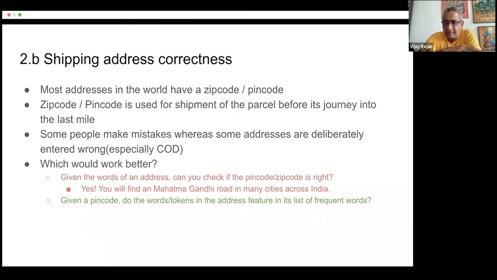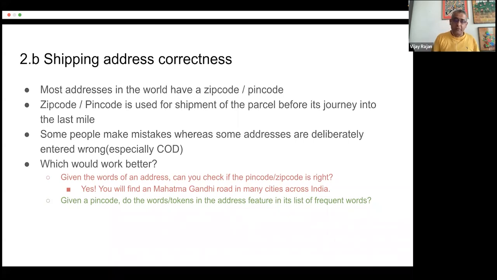is right? So you predict a pin code using a model based on the words, and does the predicted value equal the entered value? That's one way of looking at things. It's nice, but yes, you'll find Mahatma Gandhi Road. Mahatma Gandhi is the father of the nation for India. You'll find it across many cities, and in each of your countries you would have maybe Martin Luther King Road or something like that. That's really common. So the prediction of the pin code may not be very accurate.